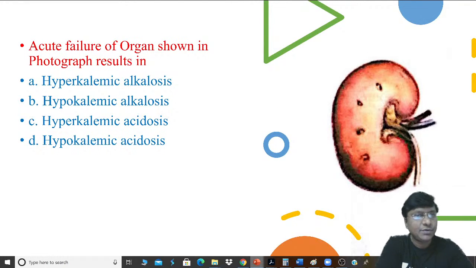Acute failure of the organ shown in the photograph results in: hyperkalemic alkalosis, hypokalemic alkalosis, hyperkalemic acidosis, or hypokalemic acidosis. So what is the image shown to you? It is definitely the kidney, right?